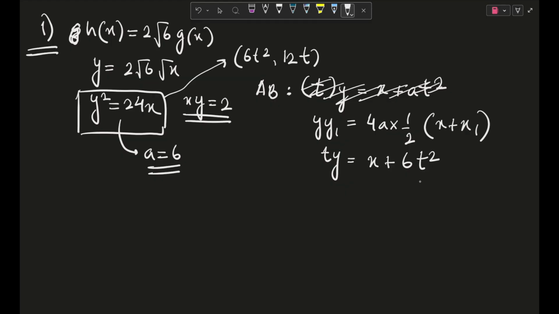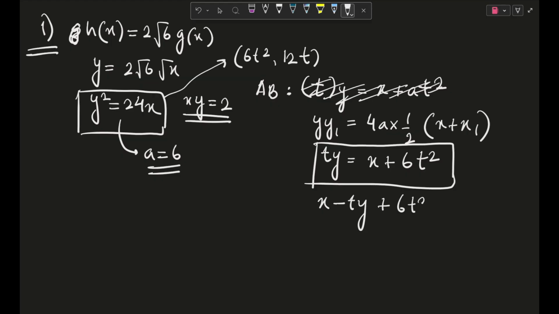Okay guys, just leave it. I'm a little bit exhausted, so maybe I'm doing things a little wrong. Anyways, ty equals x plus 6t². So x minus ty plus 6t² is equal to 0.